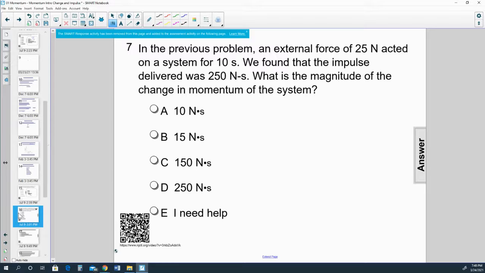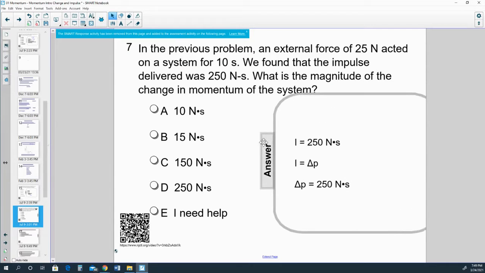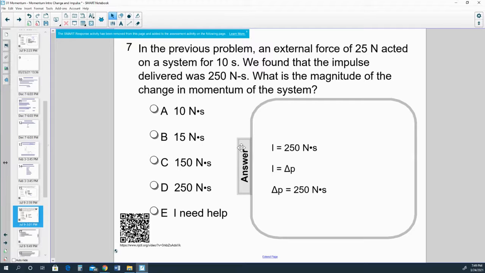In the previous problem, an external force of 25 newtons acted on a system for 10 seconds. We found that the impulse delivered was 250 newton seconds. What is the magnitude of the change in momentum of the system? So for this one, we know the impulse calculated in the previous problem was 250 newton seconds. Impulse is equal to change in momentum. So you can say that the change in momentum is 250 newton seconds.